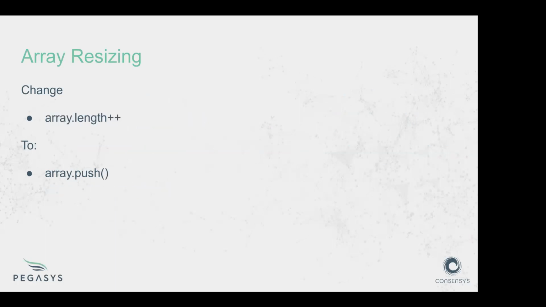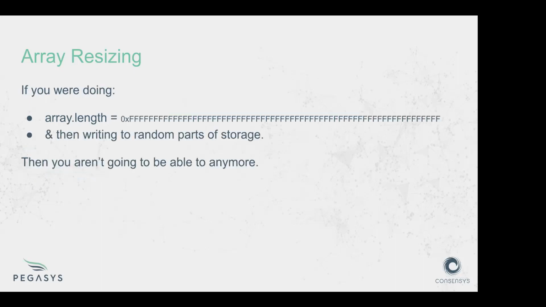If you wanted to make an array bigger, rather than just adding to the length, you've got to do push. And if you want to make the length shorter, then you do pop. And if you were doing something like this, setting the length of the array to essentially 2 to the 256, so that you could write to any part of storage you liked by just putting in an array offset, then you're going to be disappointed because you can't do that sort of thing anymore.